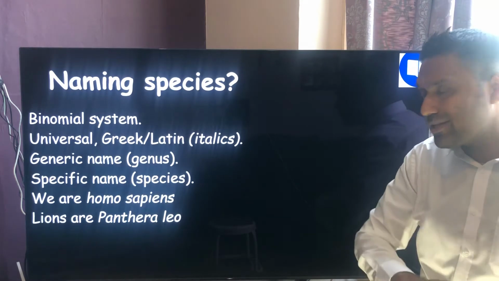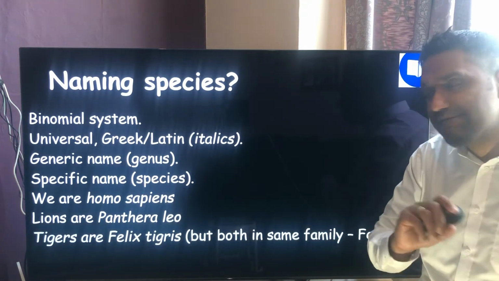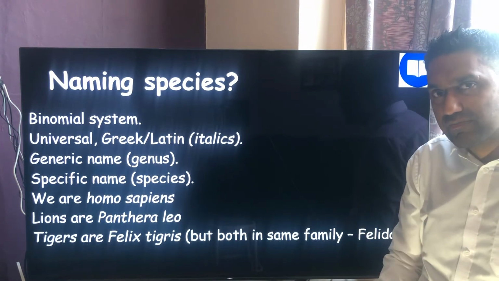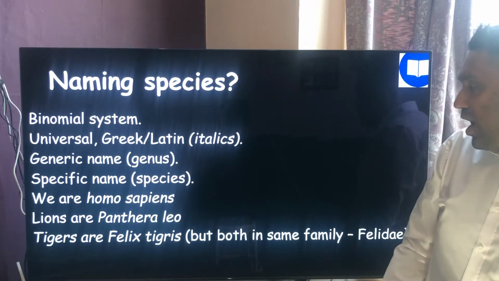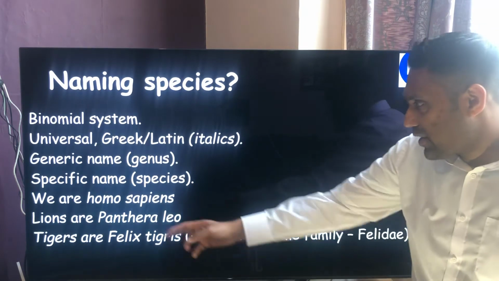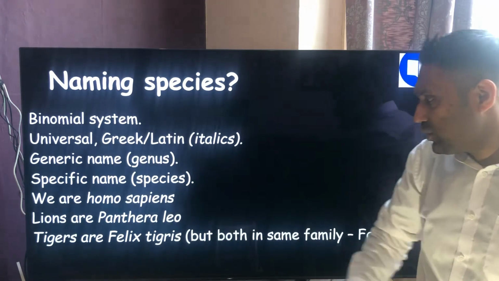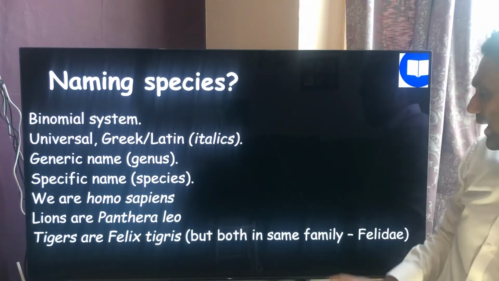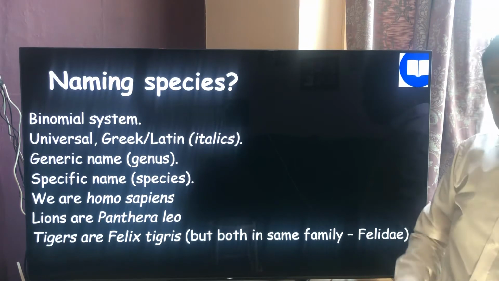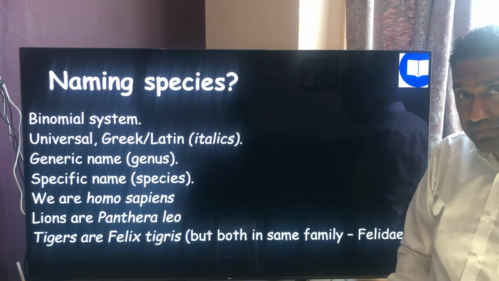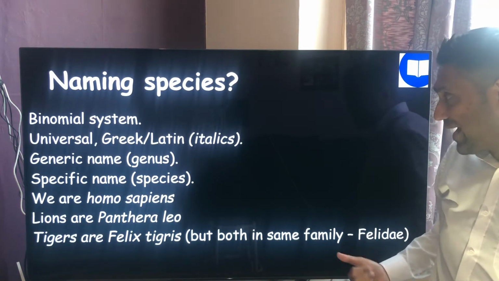leo. What about the tiger enclosure? You'll see Felis tigris. Okay, Felis tigris. Now again, look, capital letter for the first name, it's in italics, second name starts with a lower case, but both are in the family of the Felidae. They are both cats. The Felidae family, the cat family.